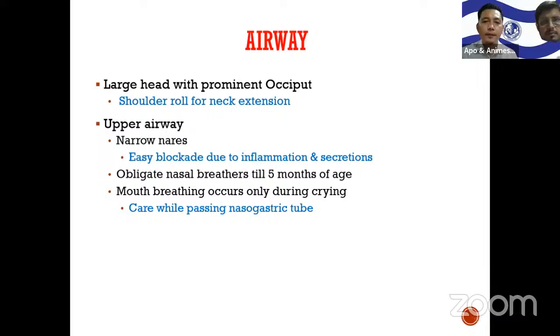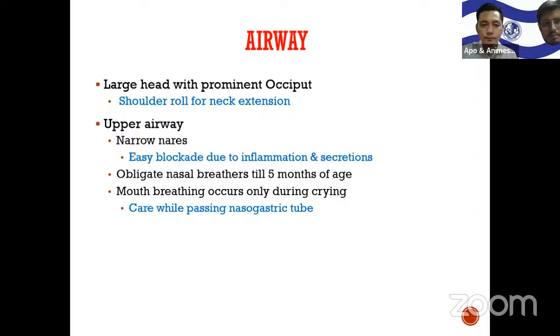Now next, coming to the airway. The babies, especially the newborns, have a large head with a prominent occiput. Therefore, a shoulder roll must be used for neck extension, so that's to align the airway axis. And the upper airway, they have narrow nares, which get easily blocked due to inflammation and secretions.